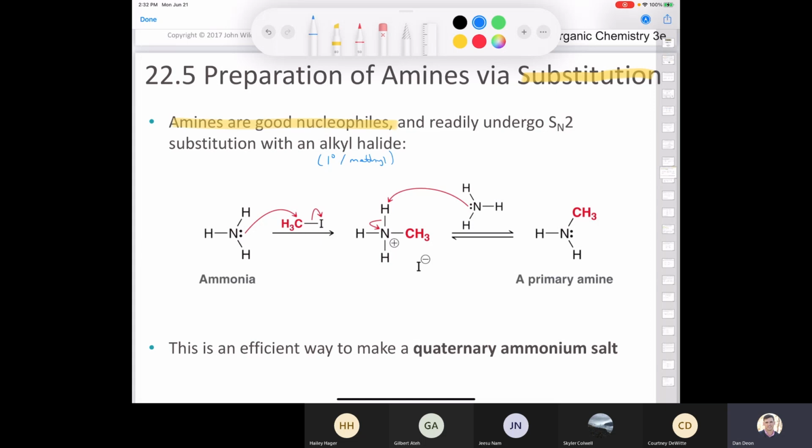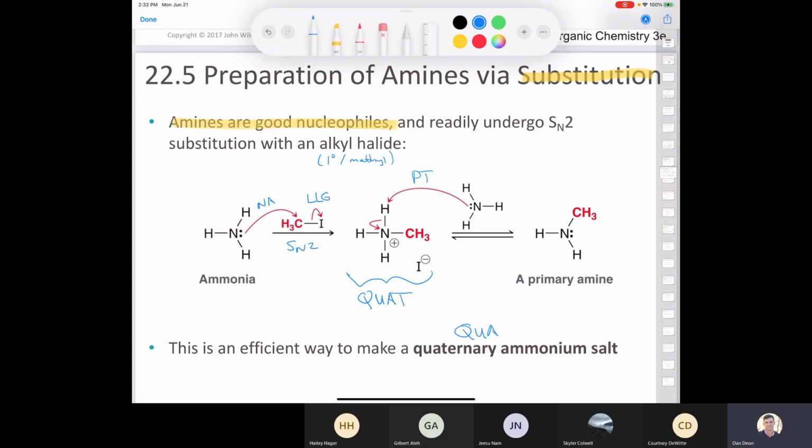So you can see you've got your nucleophilic attack here, loss of leaving group. So that, again, is just an SN2 reaction. And then you end up with an alkyl ammonium ion. So this would be methyl ammonium iodide. And then you still have ammonia kicking around. And so that can do a proton transfer. And then you end up with the primary amine. So it says that this is an efficient way to make a quaternary ammonium salt, because you notice that this last step is in equilibrium, and this is the quaternary ammonium salt, or we sometimes call these quats.